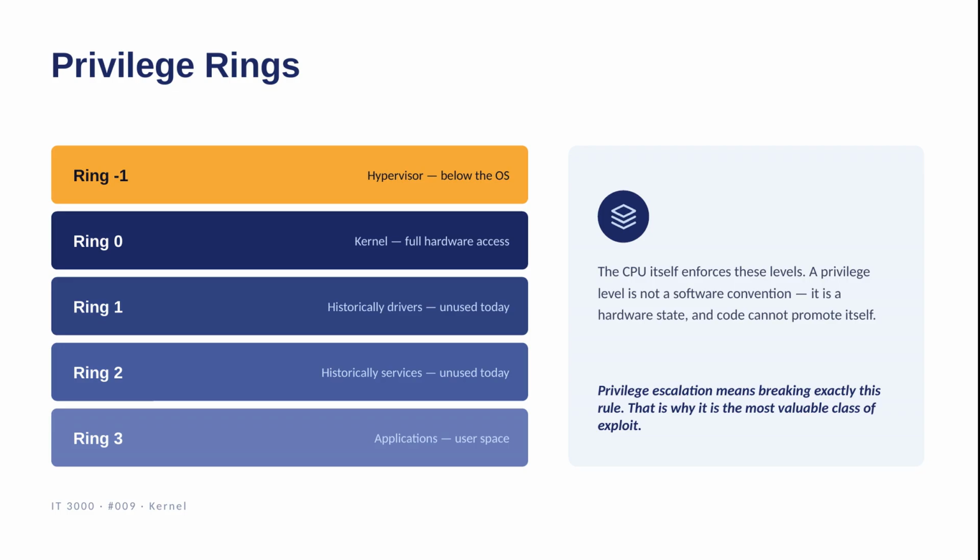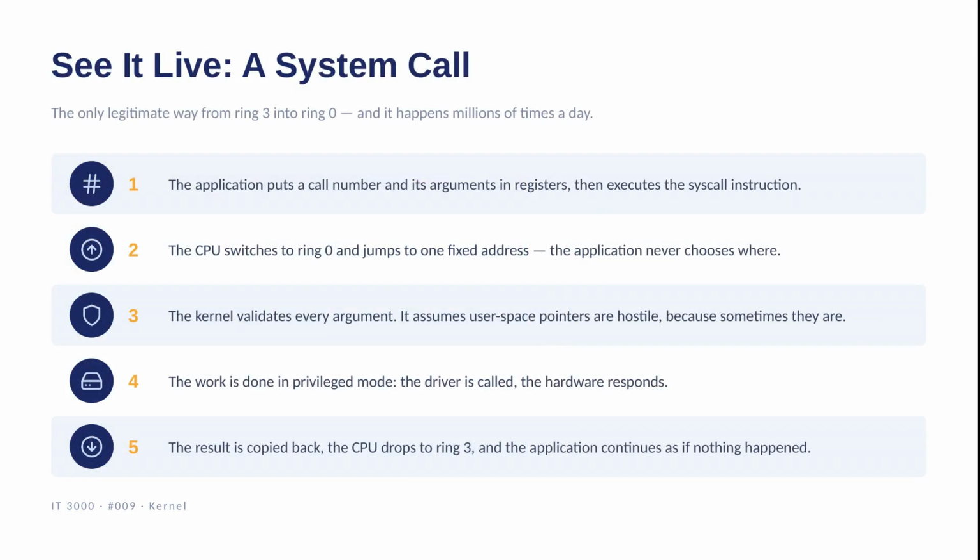The crucial point: the CPU enforces this in hardware. Code cannot simply decide to promote itself. Privilege escalation is the art of breaking that rule, which is exactly why it's the most valuable class of exploit there is.